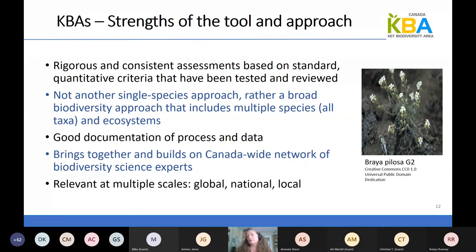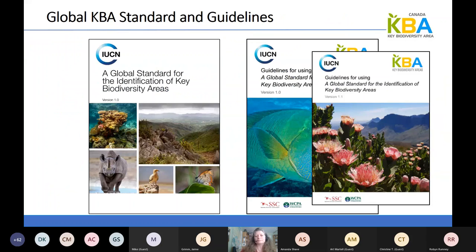And in fact, during the course of the identification process, we've amalgamated so much data and expertise that we are at the same time, in an unanticipated fashion, at least at the outset, figuring out ways to make those data that have gone into the identification process more broadly available to the Canadian public, to users, and so on. That's going to be part of what we unveil eventually. Bringing together and building on the Canada-wide network of science experts and knowledge holders has been a great process so far. And this is a scalable kind of process and standard.